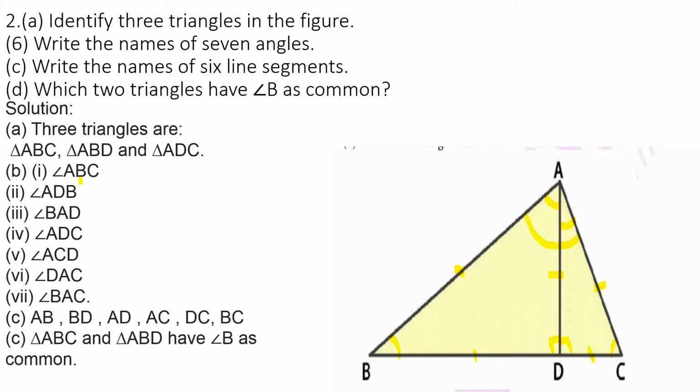Then the last question, which two triangles have angle B as common? While we see in the first question itself, which are the two triangles that are common? Triangle ABC and triangle ABD. So triangle ABC and triangle ABD have common angle B.